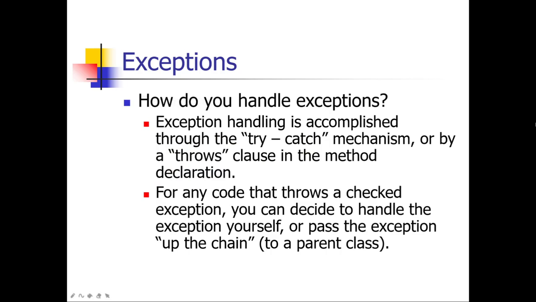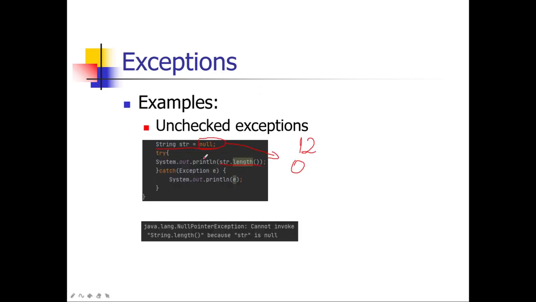How do you handle exceptions? Exception handling is accomplished through the try-catch mechanism or by a throws clause in the method declaration. For any code that throws a checked exception, you can decide to handle the exception yourself or pass the exception up the chain. And as we have seen, here is the try, here is the catch.